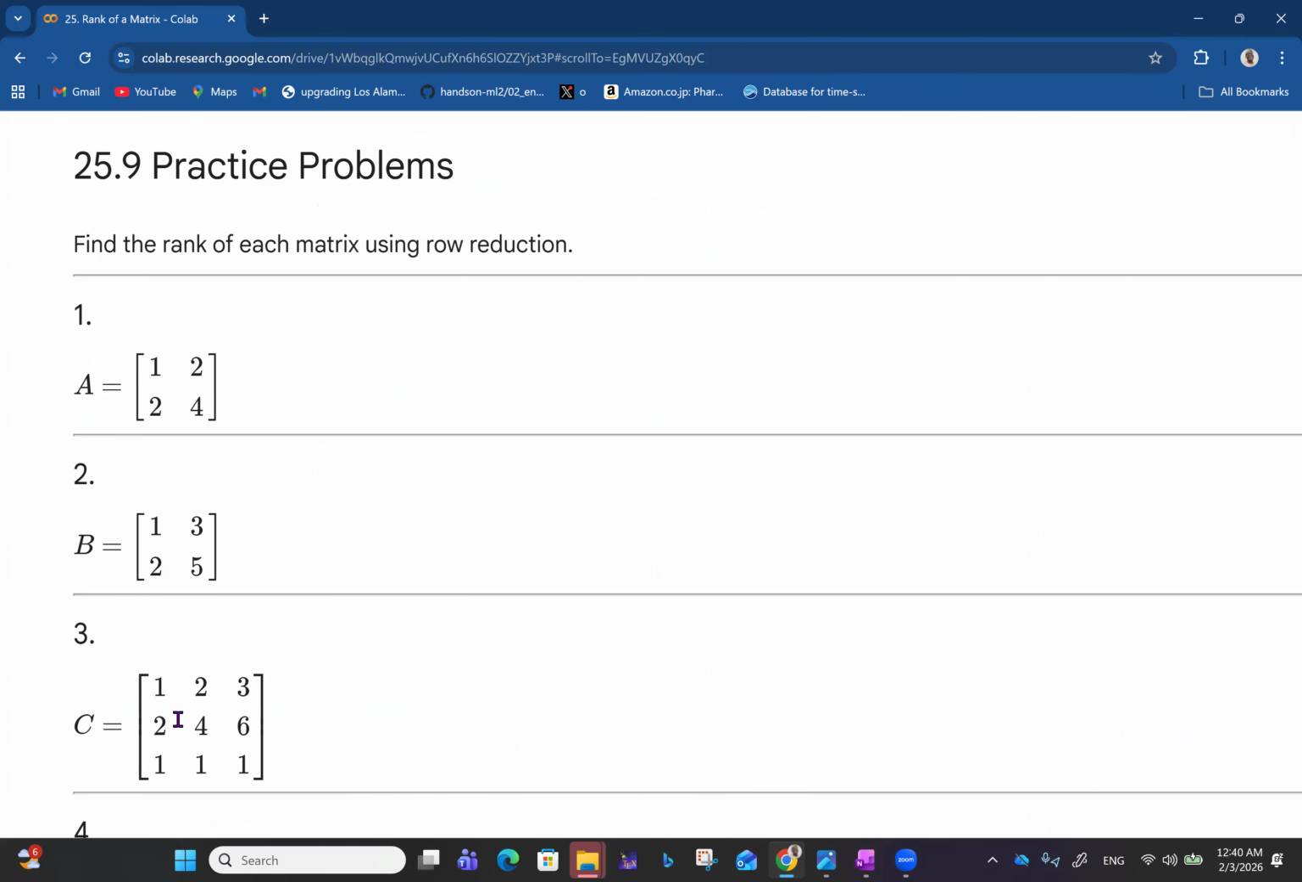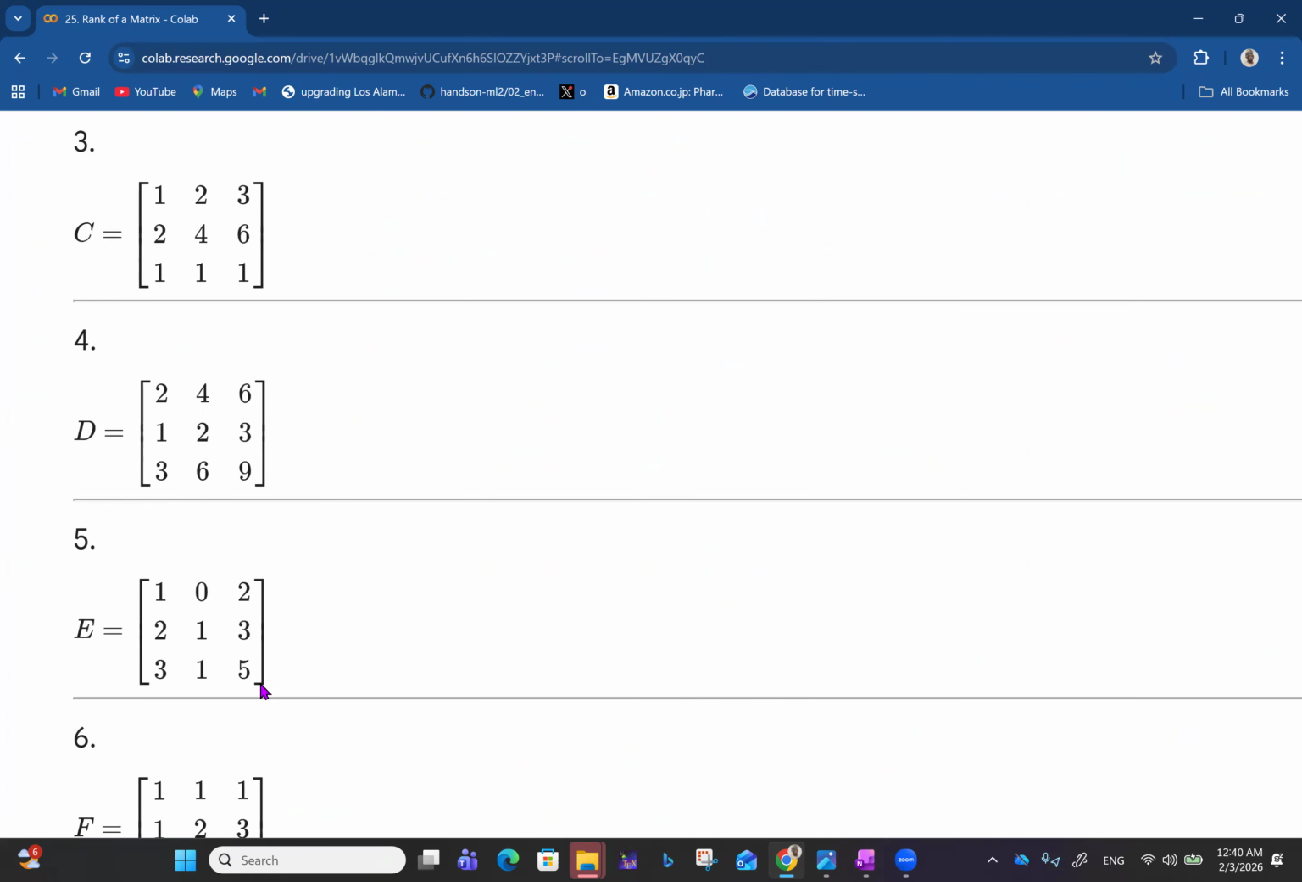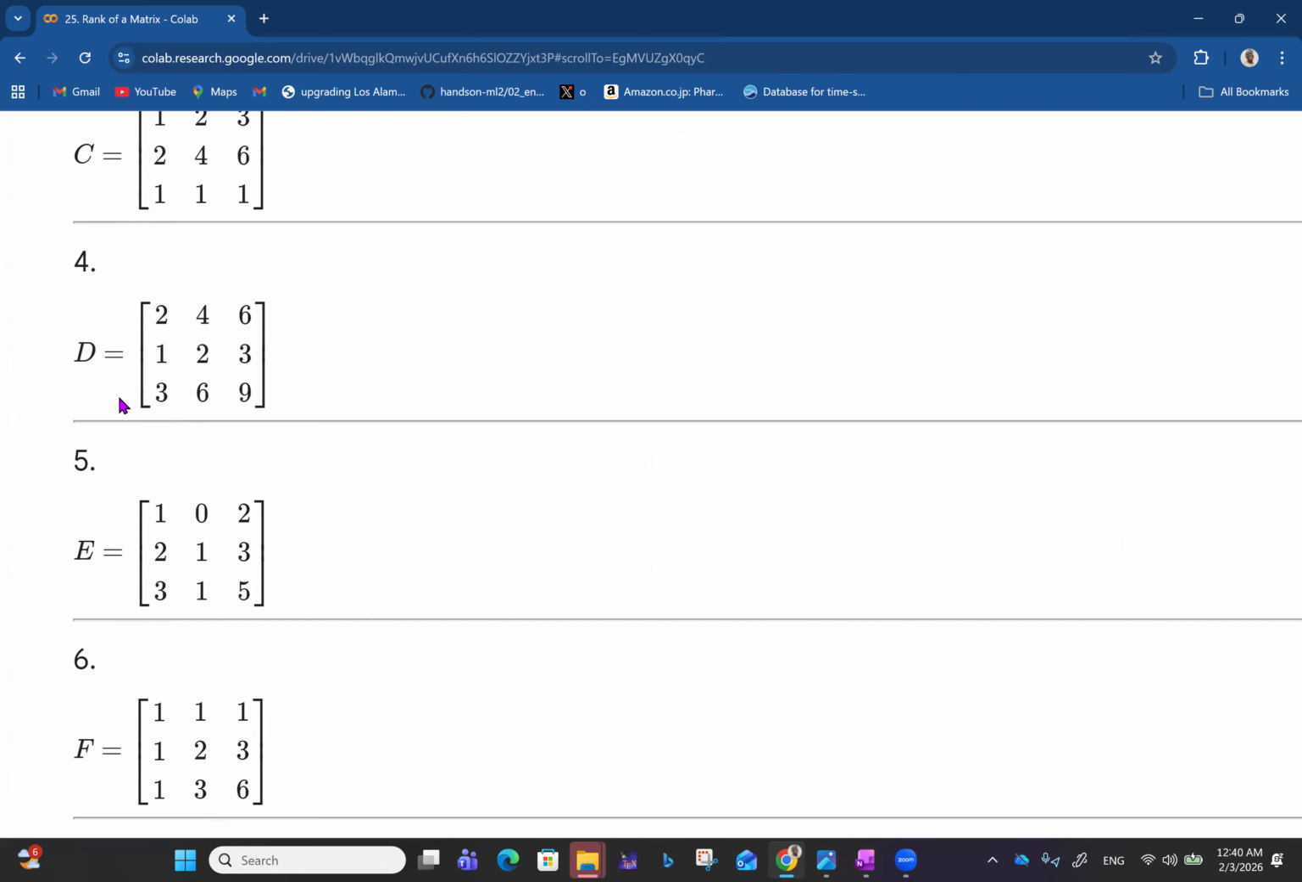So this one, of course, 2, 4, 6 is a multiple of this. So the rank is most likely going to be 2, because 2, 4, 6 is redundant, being a multiple of 1, 2, 3. Then we have 4, 5, 6 now. We have 2, 4, 6, 1, 2, 3. In fact, the rank here is going to be 1, because 2, 4, 6 and 3, 6, 9 are multiples of 1, 2, 3. And when you come here, 1, 0, 2, 2, 1, 3, 3, 1, 5, maybe I should do this one now because none is a multiple of the other.